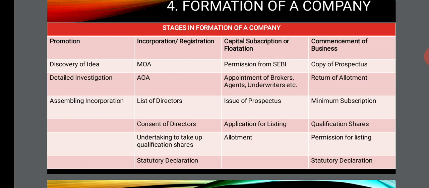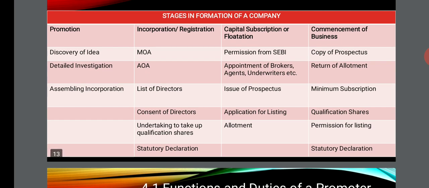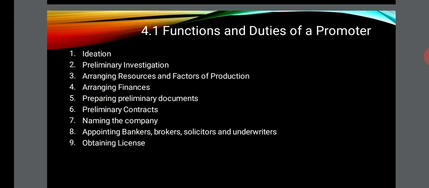Commencement of business. Now a copy of the prospectus is to be submitted, and a return of allotment. Minimum subscription is very important, that there should be the minimum subscription required. Qualification shares should be held by the directors, permission for listing is required from SEBI, and statutory declarations are to be submitted. So these are the stages in the formation of the company. There are 4 stages: promotion, incorporation, capital subscription or flotation, and commencement of business, and there are sub-stages there.